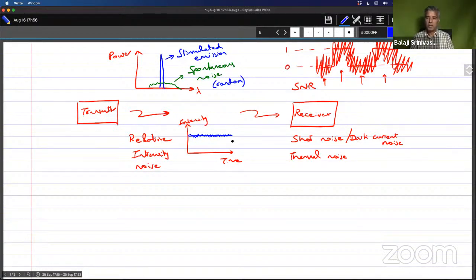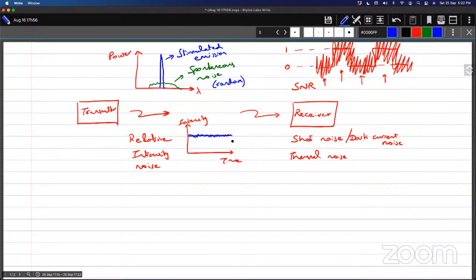Okay, so to answer the question directly, relative intensity noise is originating from the transmitter side, whereas all the other noise sources are at the receiver side. I think Kushagra is the one that asked this question. Is that the answer you are expecting, Kushagra? Yes, sir. Thank you, sir.